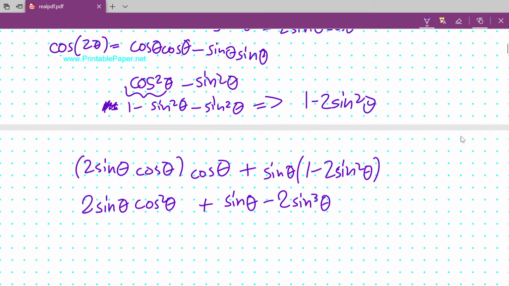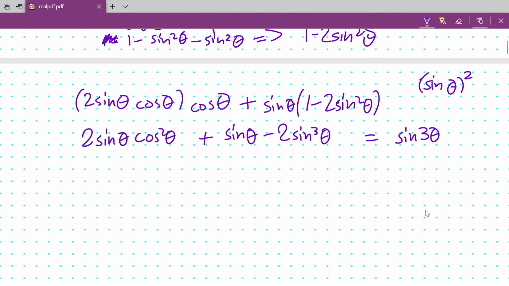And this is just a helpful way to remind you that if you have sine and then a number, which is acting as a power, then theta, it really just means sine theta, and then the whole thing is squared. But the number here is just put in front of the input, like it's put in between the input and the name of the function. And that's the notation that will be used in the further pure exams, but that's basically how it is. And you have 2 sine theta cos squared theta plus sine theta minus 2 sine cubed theta is equal to sine 3 theta.